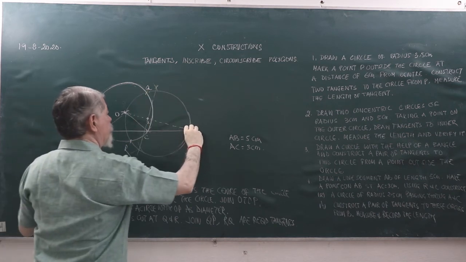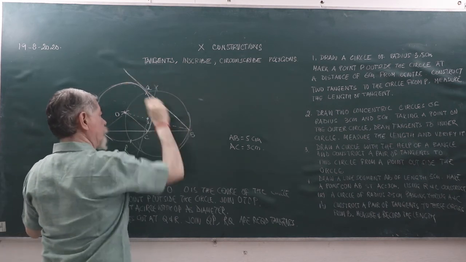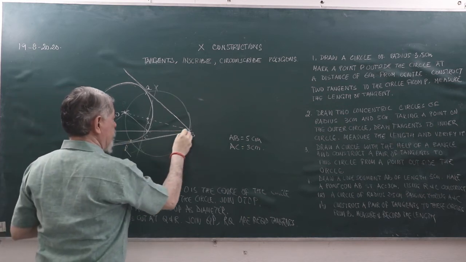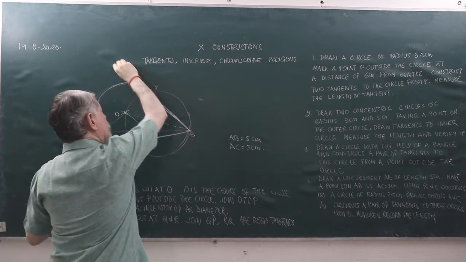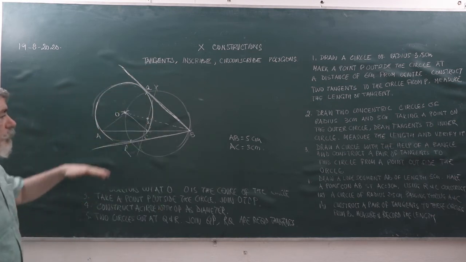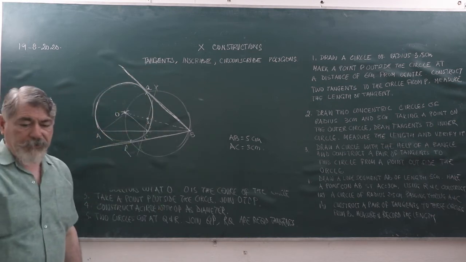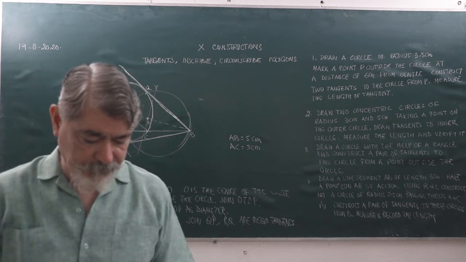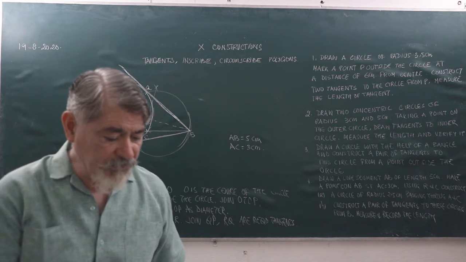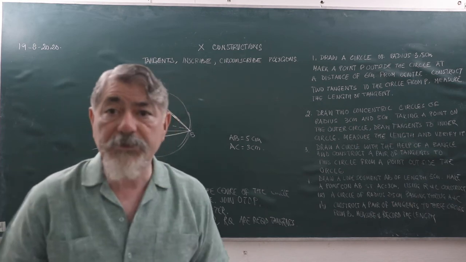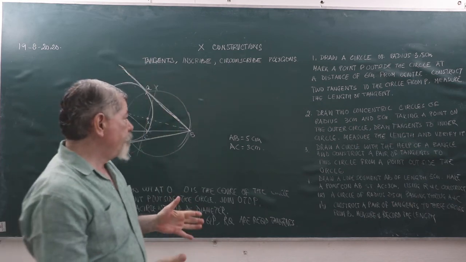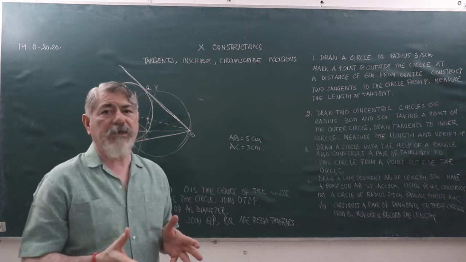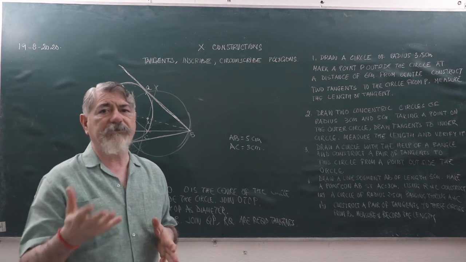Join B to Q and B to R. These are the two tangents. BQ and BR are the tangents to this circle. So these are the basic questions. We will be doing more questions on them, but the essence of the question is the same: how to construct a tangent to a given circle from a given point.